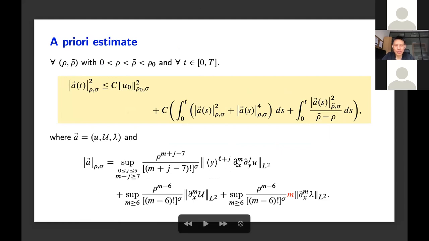This is the tangential derivatives, dxm. And for the capital U, that means this order is m plus one. So this is m minus seven. And this is m minus six. It's one more order of derivatives taken for U. And for this one, this corresponds to DTH in the model argument. As before, we have the extra factor m before the L2 norms of dx lambda. So once we introduce the norms, we can perform an estimate like this one.